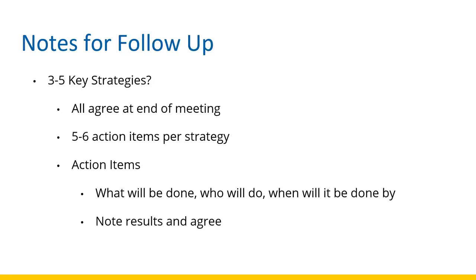Again, I'm going to have notes from the meeting, and I'll have 3 to 5 key strategies, and everybody is going to agree, really as we go along, what the strategies are, and they're going to agree to the action items. There's usually 5 or 6 action items per strategy. There might be more, but at least 5 to 6 items per strategy. And these aren't easy action items.